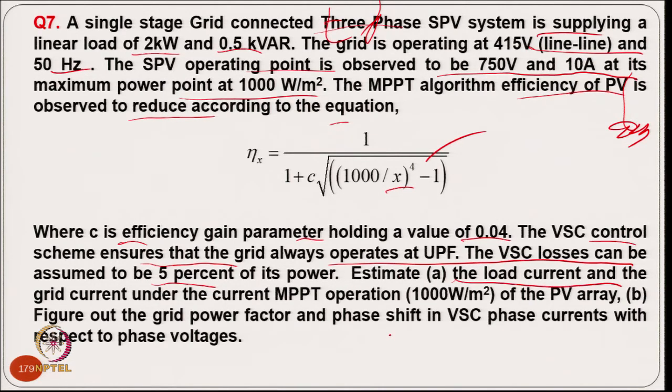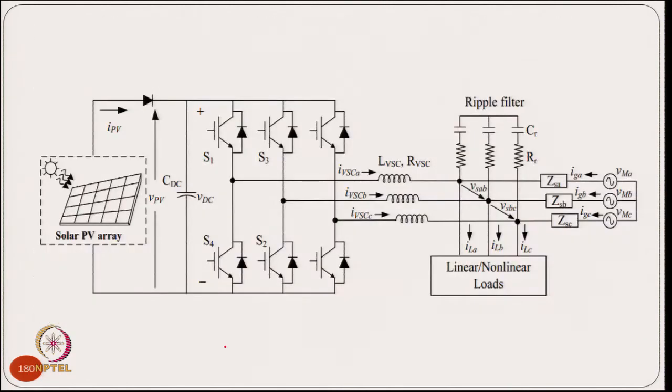Estimate A, the load current and the grid current under the current MPPT operation at 1000 watt per meter square of the PV array, and B, figure out the grid power factor and the phase shift in the VSC phase current with the phase voltage. So, this is the system of single stage. We have a PV inverter, we have a load, and we have the grid.